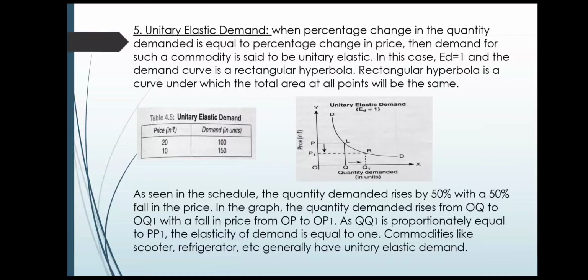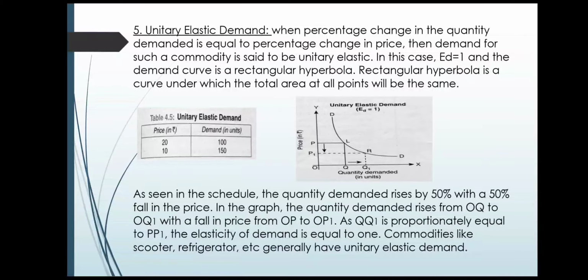In this case, elasticity of demand is equal to 1 and the demand curve is a rectangular hyperbola. A rectangular hyperbola is a curve under which the total area at all points will be the same. So under unitary elastic demand, the elasticity of demand is equal to 1, which means that there is a proportionate change in price as well as its quantity demanded.